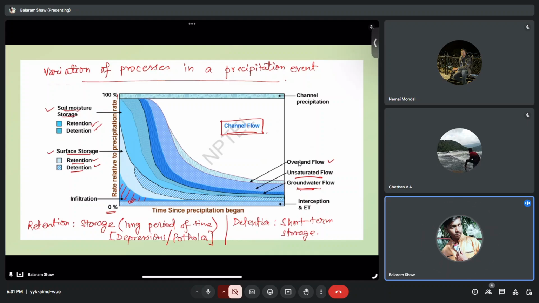Overland flow is whatever flow is happening on the land surface. Unsaturated flow: in last week's lectures we studied the unsaturated zone. The flow happening in that unsaturated zone, or unsaturated soil near the land surface, we call unsaturated flow. And the flow happening in the saturated aquifers deep down into the soil, we call groundwater flow. So all this contributes to the channel flow.